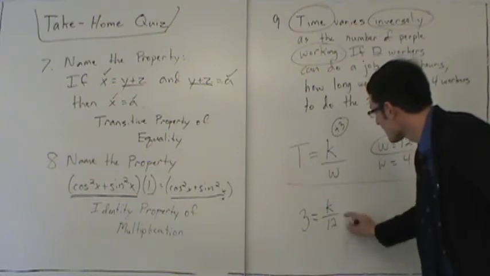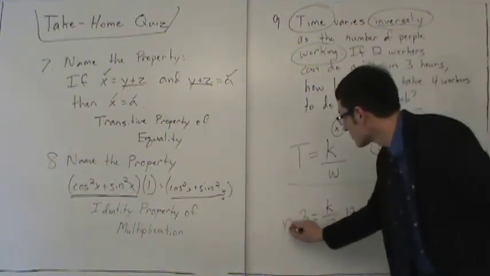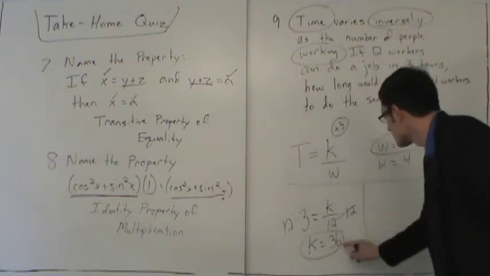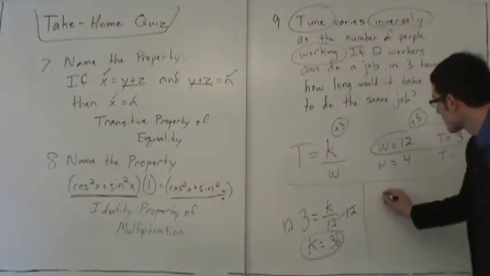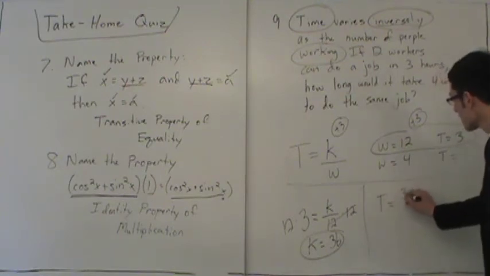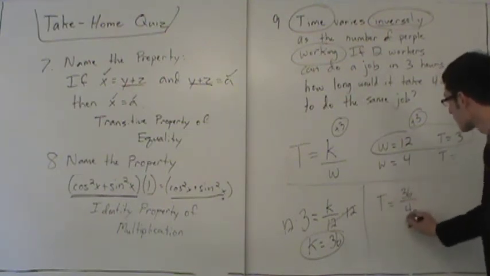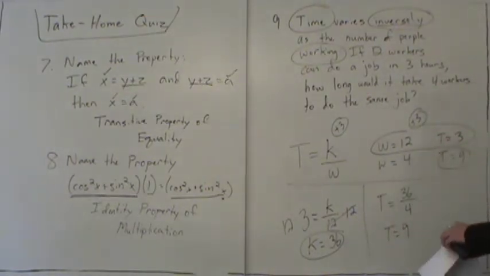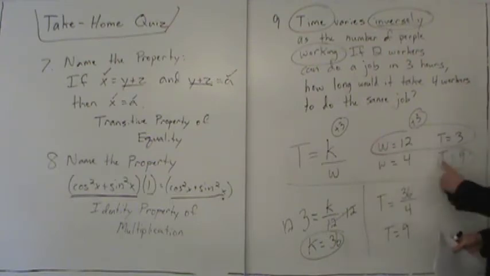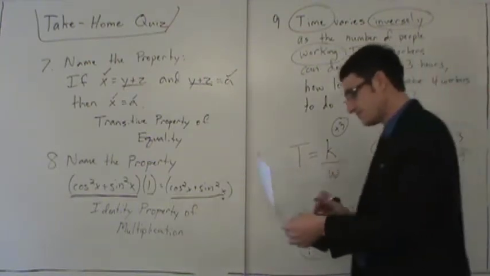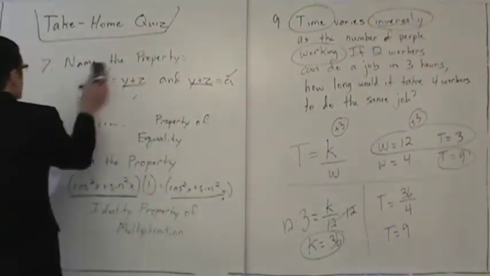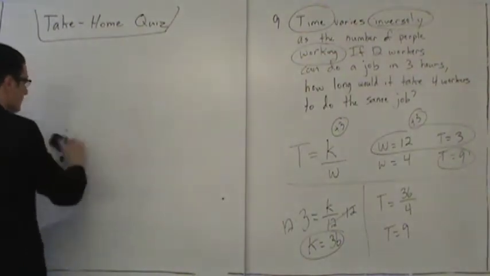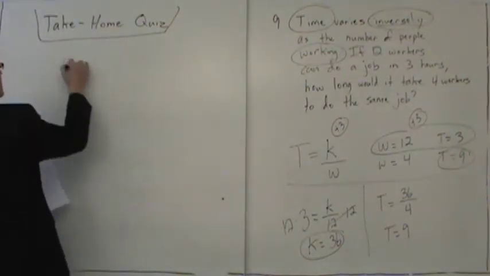Now, if K is being divided by 12, what do we do? We multiply by 12, multiply by 12. What do we have here? K equals 36. Now, once we have K, we're going to use K and W to find T. So we write T equals 36 over 4, which gives T equals 9. And so we see, as the number of workers goes down, the time goes up. All right? And last one on the first sheet says to graph h of x.